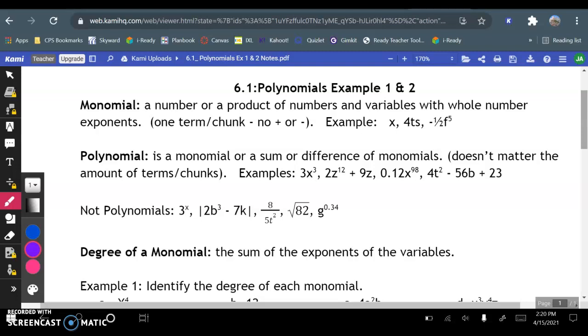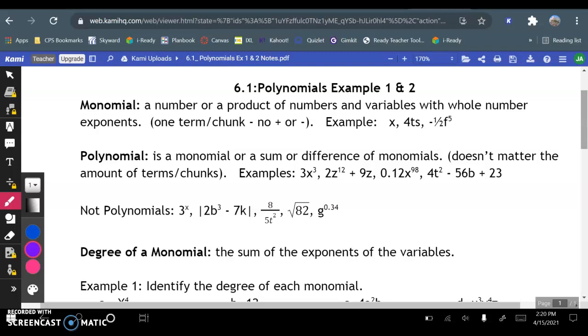So in other words, it's one term or one chunk. There's no subtraction or addition signs in it. So just one piece. It's not broken up. And so I have an example. x is a monomial. 4ts, negative 1/2 f to the 5th. We're not adding or subtracting anything. They're just one piece, one term, one chunk.